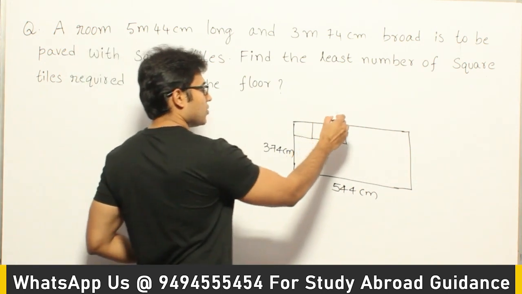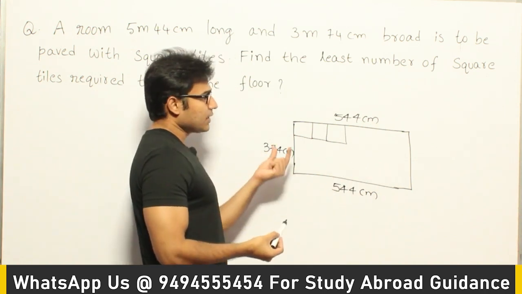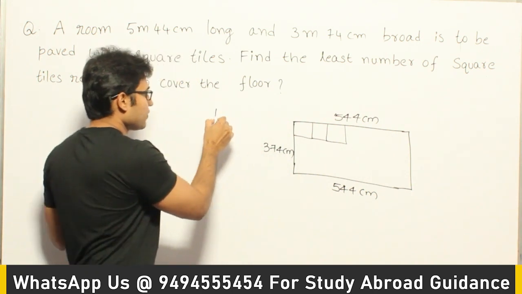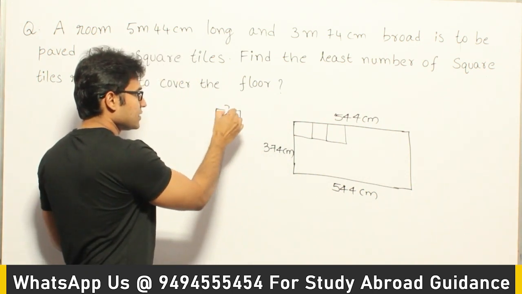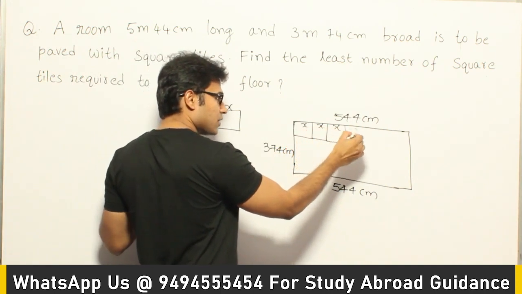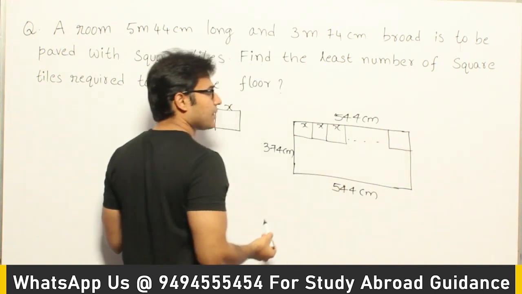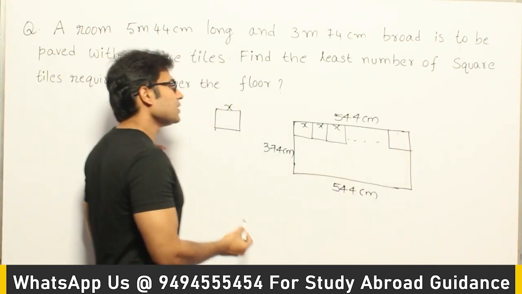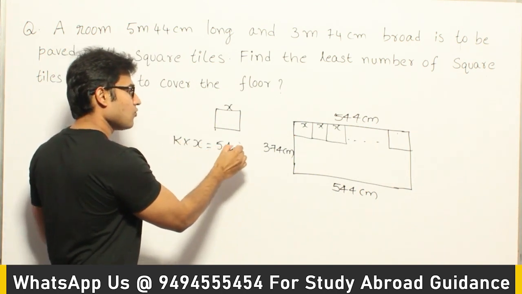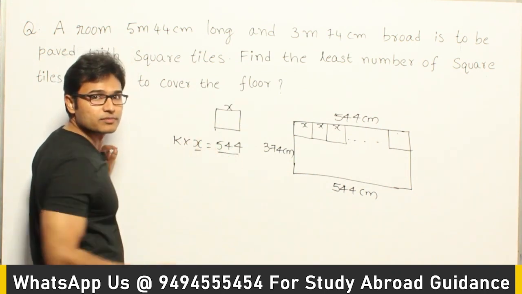See, it is going to be 544 centimeters, right? Now we have to take the tiles in such a way that, if you assume it is a square tile and the length of each side is x, these tiles are all supposed to cover this entire length. Therefore, definitely k into x should be equal to 544. What is the meaning of it? This x has to be a factor of 544.